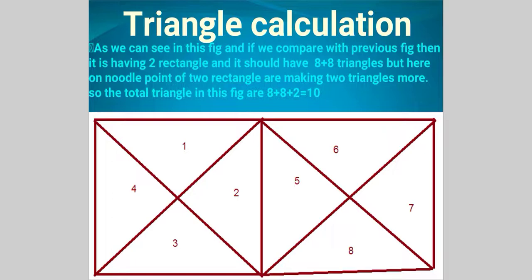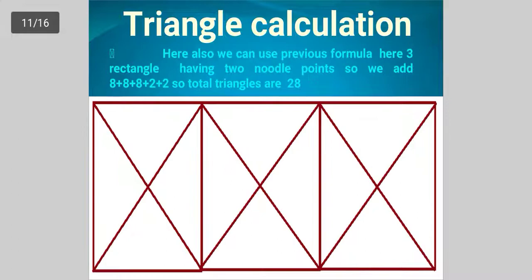So as we can see in this figure, if we compare with the previous figure, it has 2 rectangles and it should have 8 plus 8 triangles. But here the nodal point of 2 rectangles makes 2 more triangles. So the total triangles in this figure are 8 plus 8 plus 2 is equal to 10 triangles. So we can easily solve this problem also.